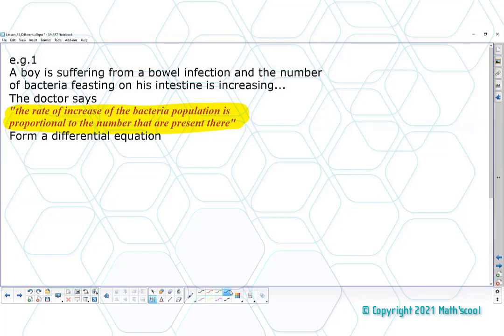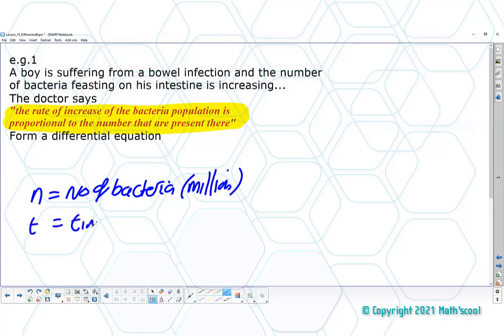We need to define our variables first. So n is going to be the number of bacteria. I'm guessing that's going to be in millions, although it's probably actually in hundreds of billions, but never mind. And t is going to be time. Again, I don't really know, so I'm guessing that's going to be, say, hours or days. So there's my definition of my variables, and I've given them units, even though I wasn't sure what the units were, I just made something up.